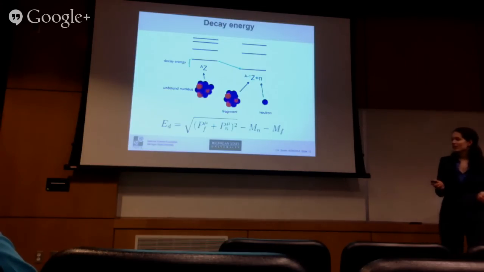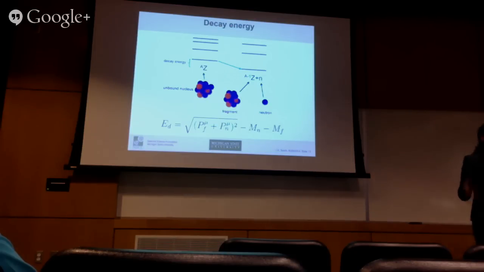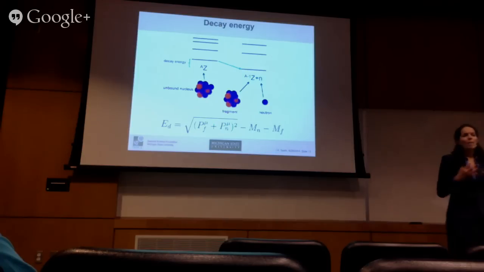We measure the energy difference using the invariant mass method. We take the 4 vectors of both the fragment and the neutrons and reconstruct this decay energy. Basically, all we're doing is conserving energy and momentum here.